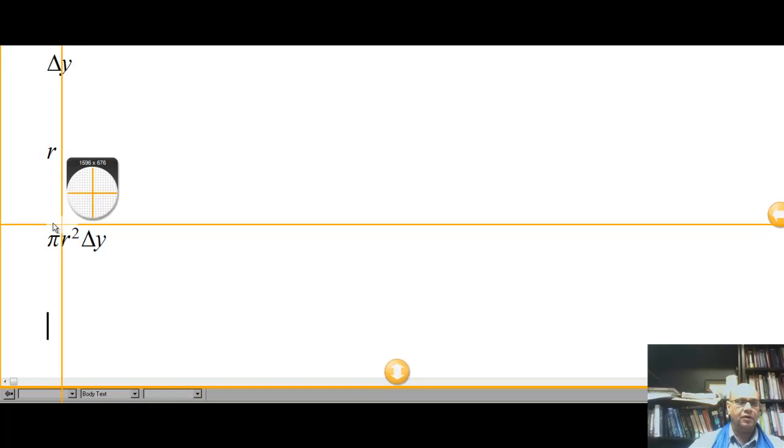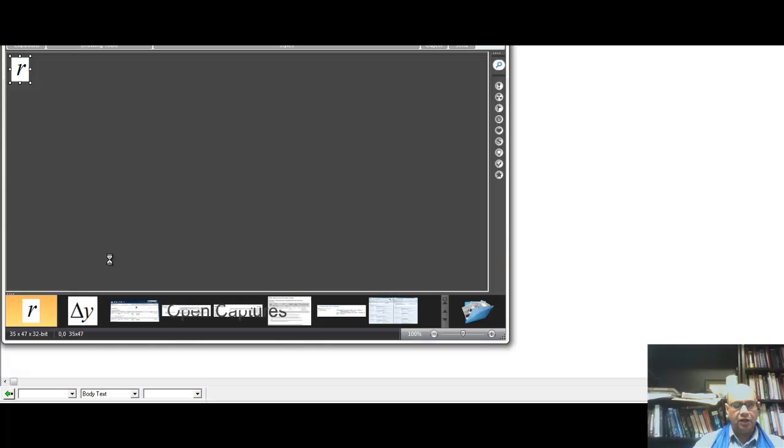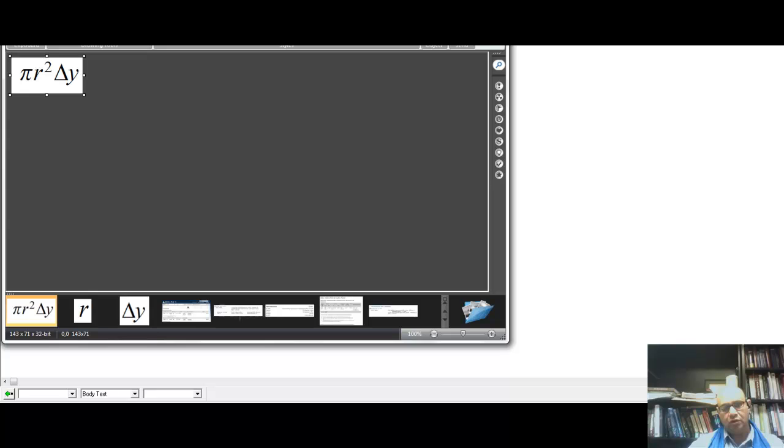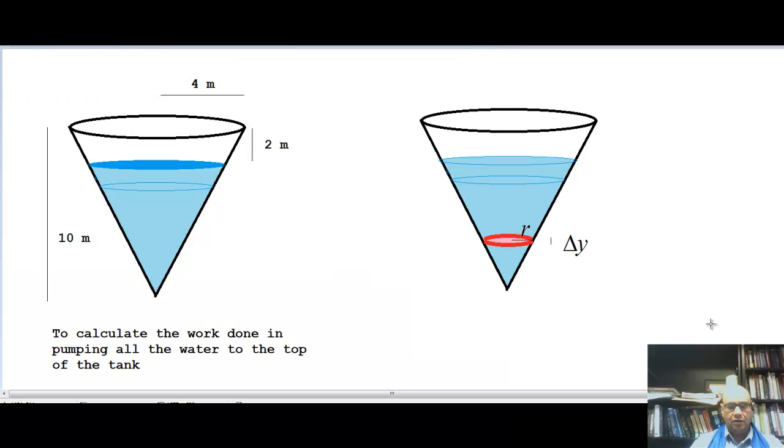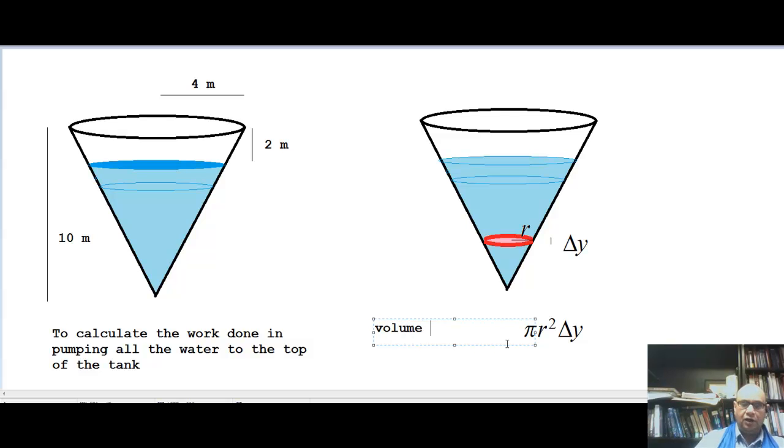So h is being played by your delta y. That's the volume of the slab here, just that red slab. Am I making sense? What does this 2 mean? Oh, 2 is this.